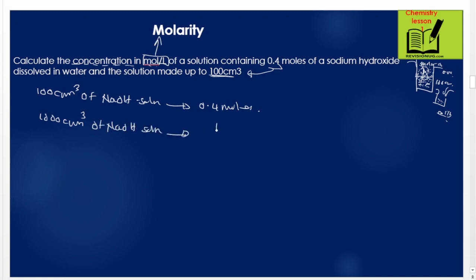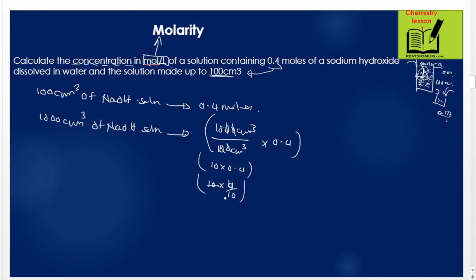This will give us 1000 cubic centimeters all over 100 cubic centimeters times 0.4 moles. Then the zeros cancel with the zeros, so we have 10 times 0.4. Then this is 10 times 4 out of 10. Even if I don't use a calculator, 10 by 10, I remain with 4 moles per liter. Yes, I remain with 4 moles per liter.